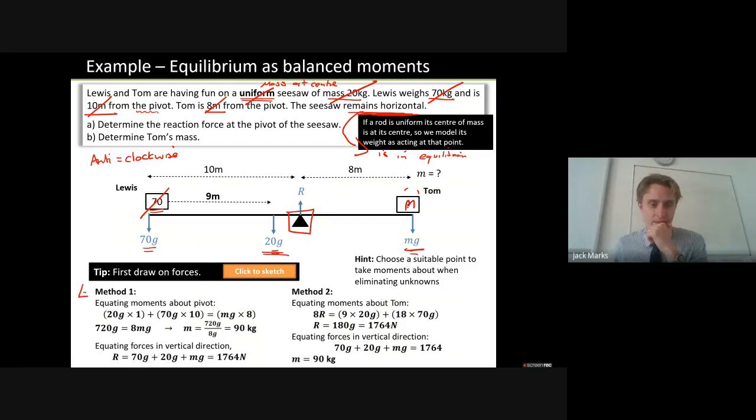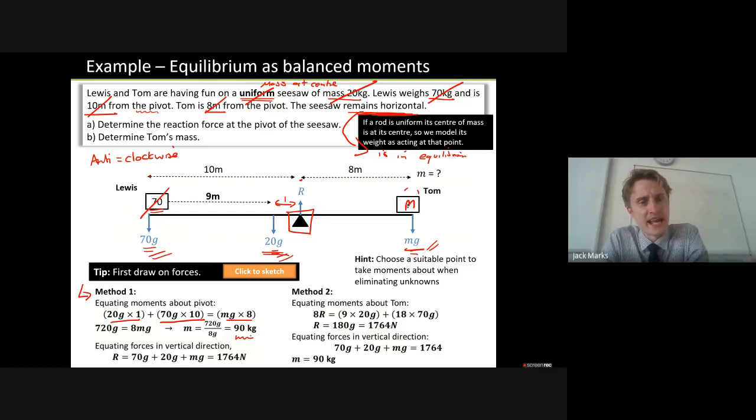So if you did that, that's put down here as method 1. Okay. So if you do from the pivot, you would say, well, that's 10 away and it's 70G. So 10 times 70G and it's anti-clockwise. This one here, well, that's 1, isn't it? 9 plus what is 10? It's 1. So it's 1 and it's 20G. And that's anti-clockwise again. And you could say, well, those together must be equal to this one. And this is 8 away and it's mg. Okay? And that makes sense. So you could work out the 90 kilograms there that way.